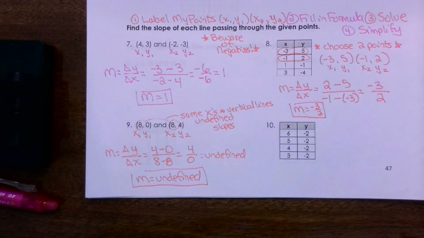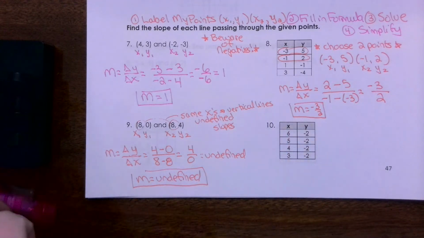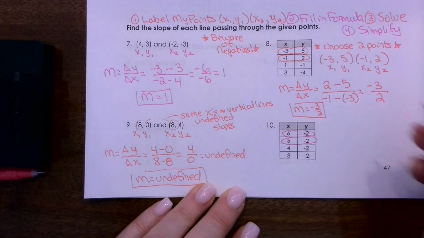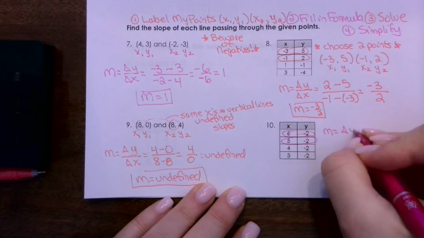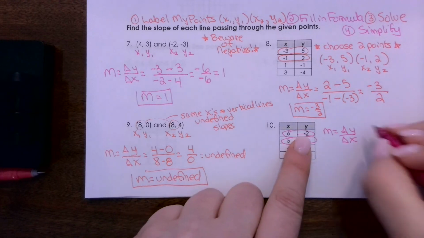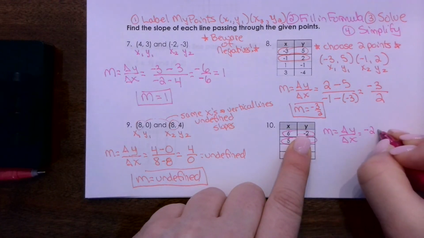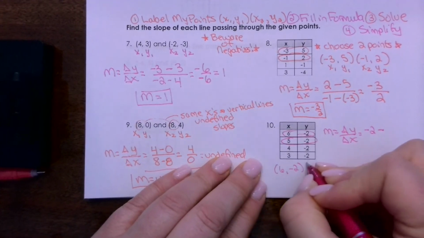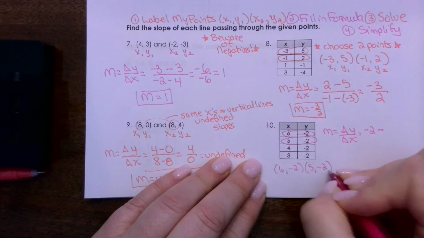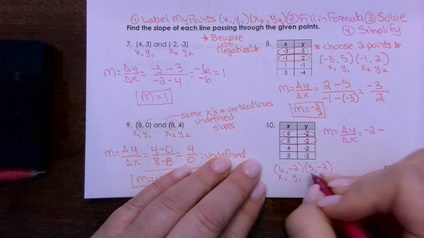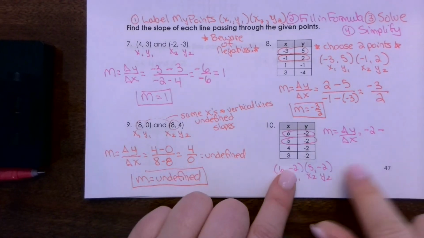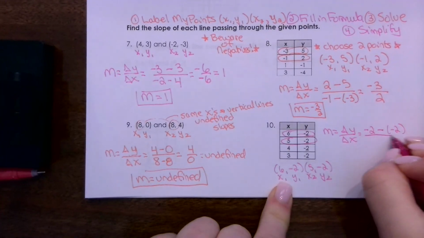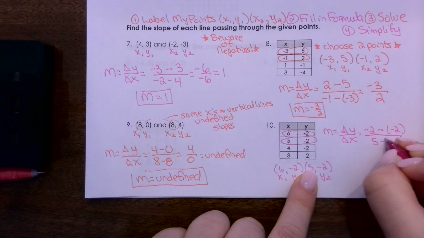On the flip side, if you have the same y's, let's see what that looks like. I'm going to do the math out. I'll choose 2 points here. And m equals the change in y over the change in x. So I have negative 2, oops, I forgot to write my points, excuse me. I'm so excited about it all being the same y's, I forgot a step. x1, y1, x2, y2. Negative 2 minus negative 2 over 5 minus 6.